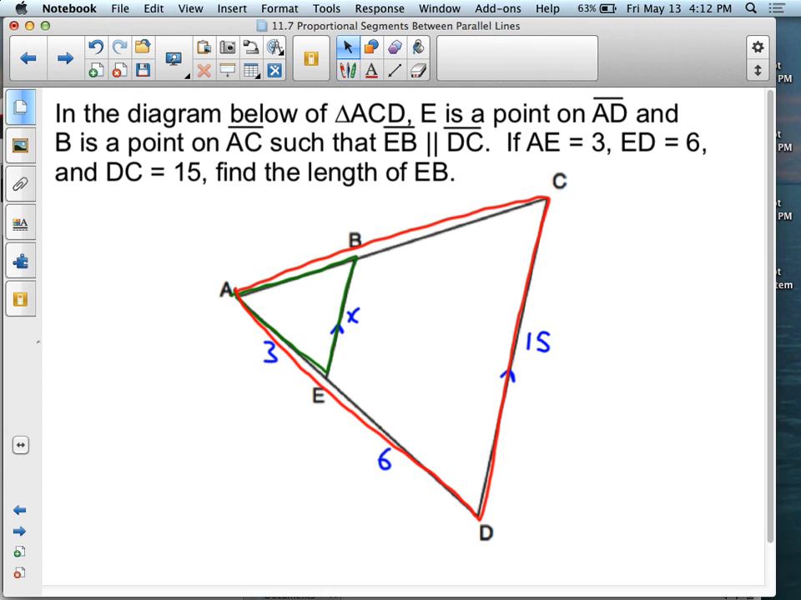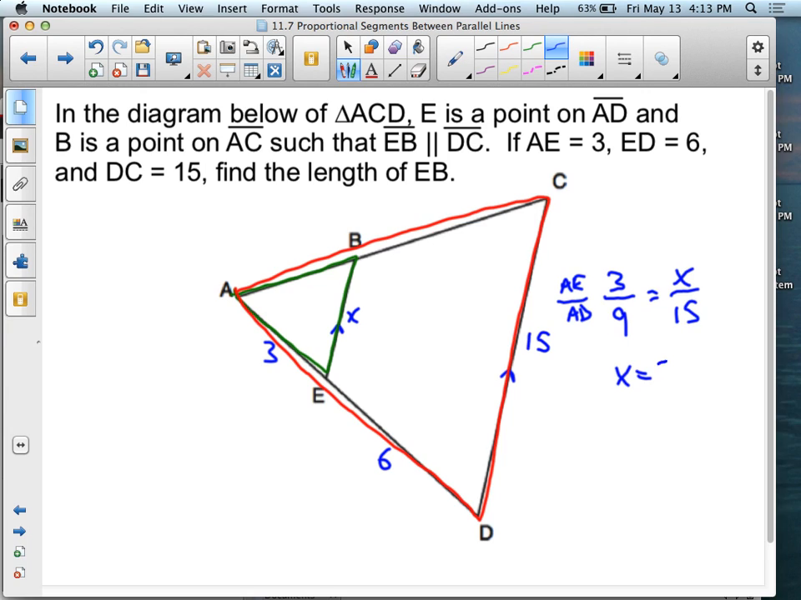So if you notice that, what you might see is that the ratio of 3 to 9, I'm using side AE and comparing it to side AD. So 3 is to 9 as x is to 15. And when we solve that, we should find that x is equal to 5. So the length of EB is 5.